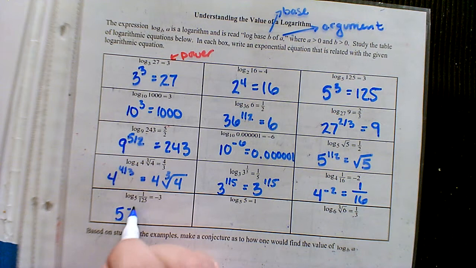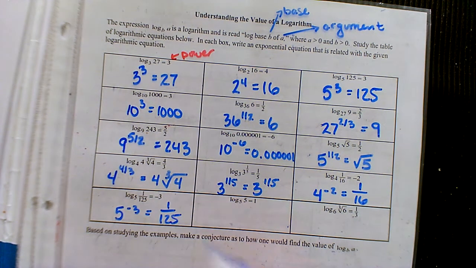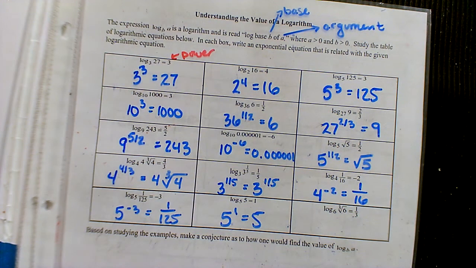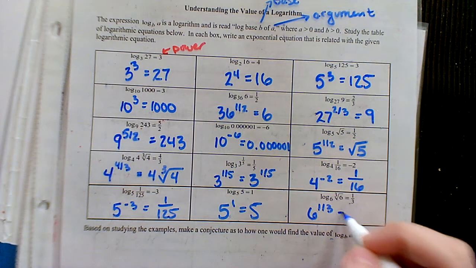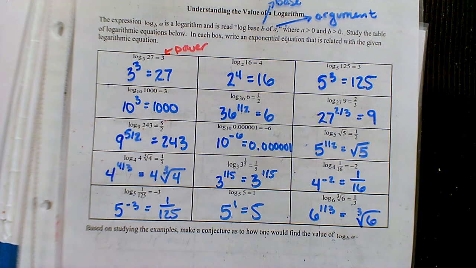Alright, and if we quickly fill in the last 3, 5 to the negative 3rd, 1 over 125, 5 to the 1st is 5, and 6 to the 1/3 power is the same as the cube root of 6. Okay, so we have this nice way to convert between exponential functions, a number to a power, and logs. And we're going to explore that relationship or that conversion a little bit more in this unit.